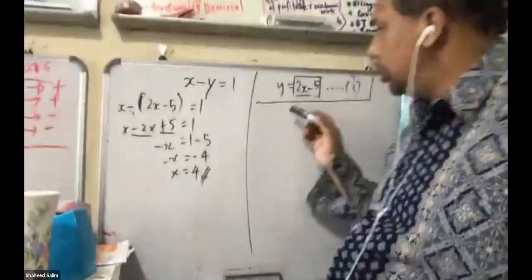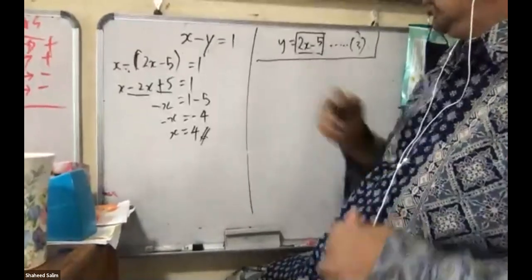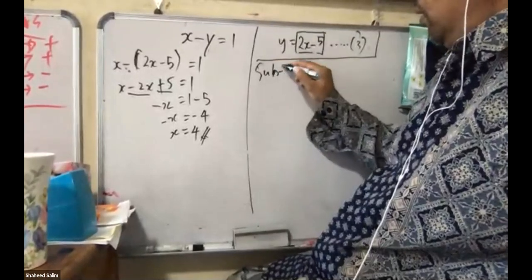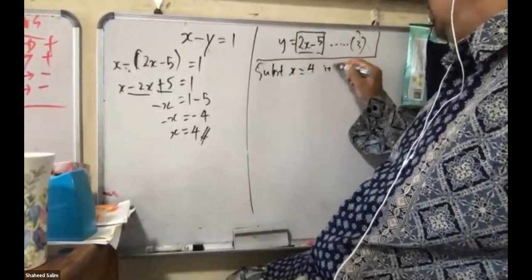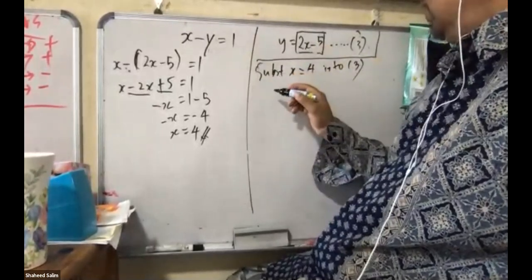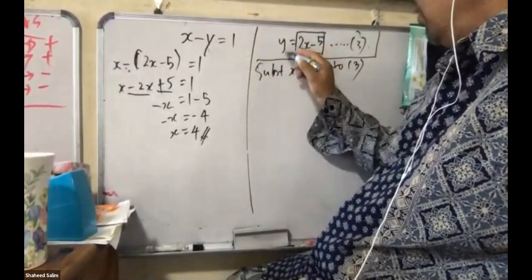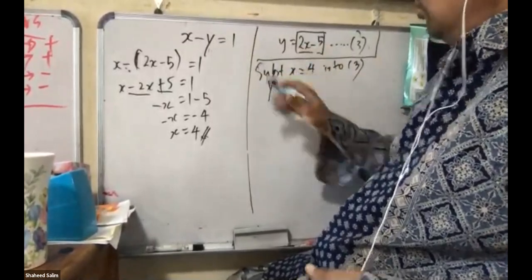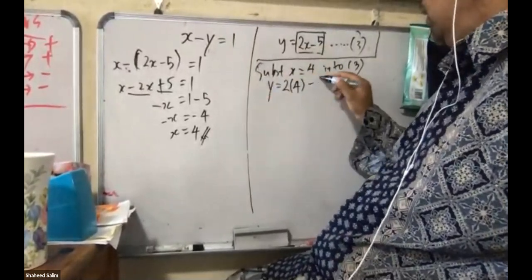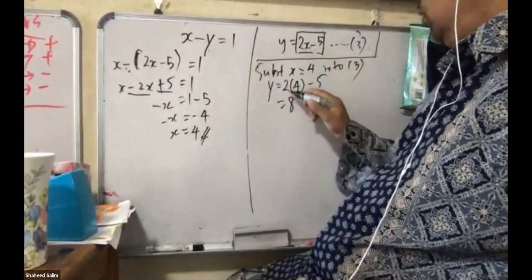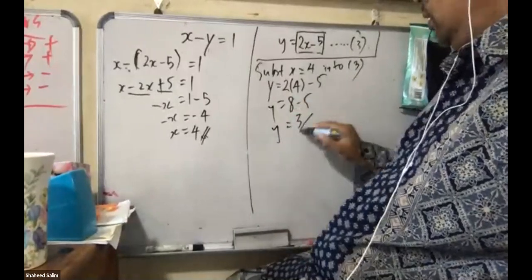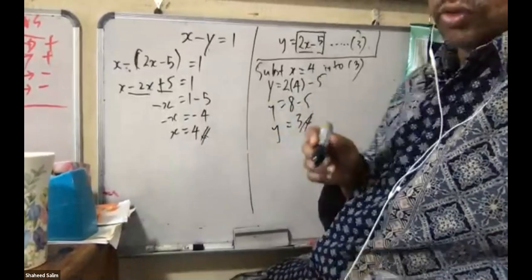Okay, so you substitute now into here. So y, substitute what? Substitute x equals to 4 into equation 3, let's say. So y, equation 3, not the others. This one has the y like that, so you don't need to move it around to find out the value. So 2x is 2 times 4, 8, minus 5. y equals to 3. So x equals to 4, y equals to 3.